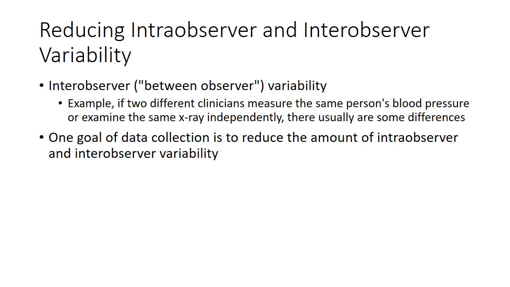The inter-observer variability is oftentimes going to be more of an issue when you have two different clinicians or multiple people who are, say, measuring the same person's blood pressure or examining the same x-ray independently, and they find different results. So again, the idea is if it's one person taking measurements, they have the same result very consistently, or if it's multiple people, that they are all agreeing with one another and coming up with the same interpretations of the same results. Otherwise, if you did this incorrectly, you'd have a lot of variability in the data.